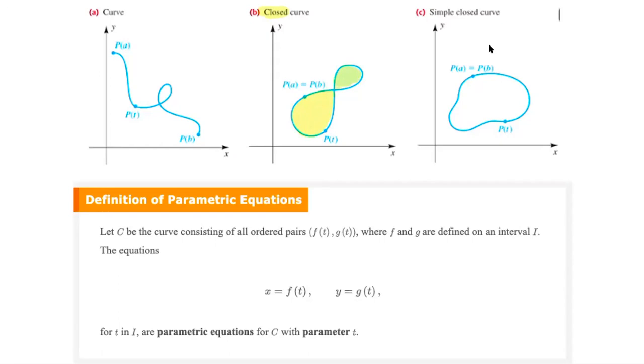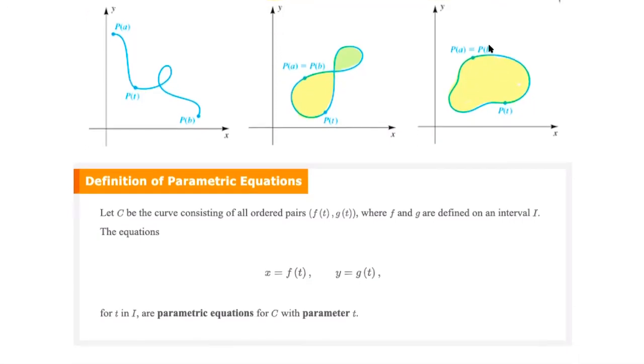And then if we take a look at this last one, this is just an example of a simple closed curve. And a simple closed curve just means on the inside there is one region, a single region. And that is something that we could find the area of.